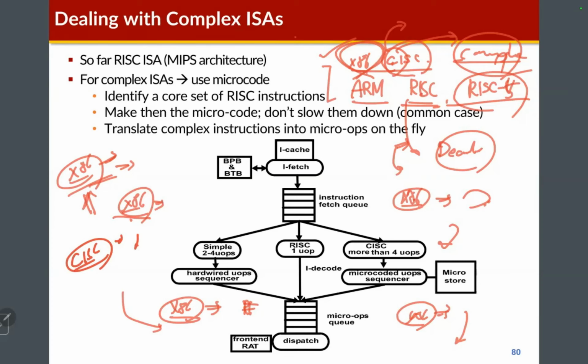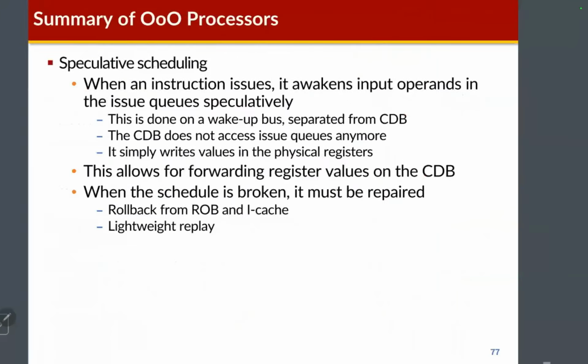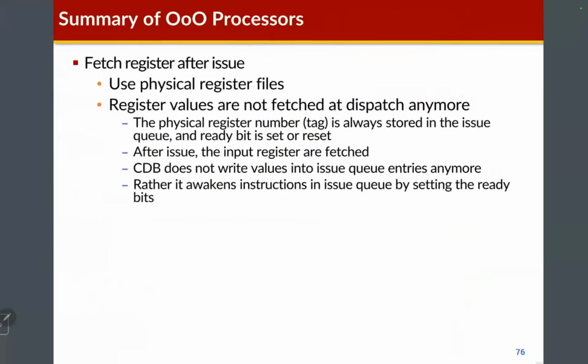Someone may say that if we have a RISC-type instruction set, then performance can be higher. But in the modern processor era, that's not true, because most processors have a RISC-like architecture like this. Okay, so this is the end of out-of-order processor architecture.